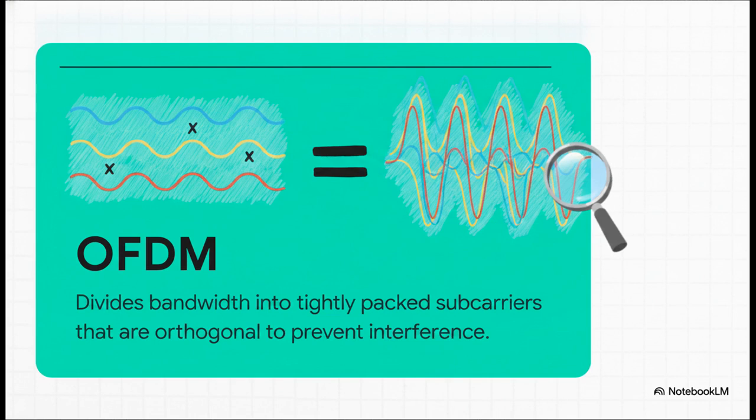Normally, if you pack frequency lanes too close together, they bleed into each other and create crosstalk. So you usually need wasted empty space, which we call guard bands, between them. But OFDM uses some absolutely brilliant mathematics. It divides the channel into tightly packed subcarriers that are orthogonal. And because of this exact mathematical relationship, the peak of one subcarrier lines up perfectly with the 0 point of the next one. This means they can overlap tightly without interfering with one another at all.